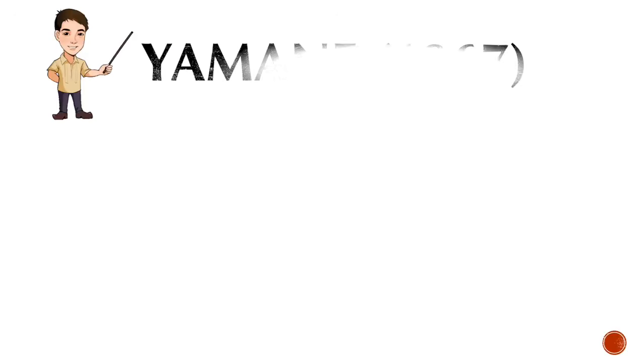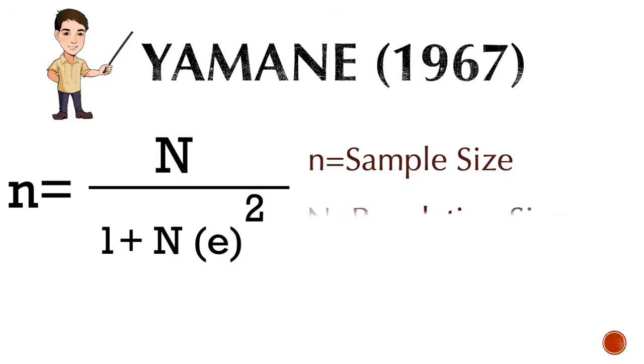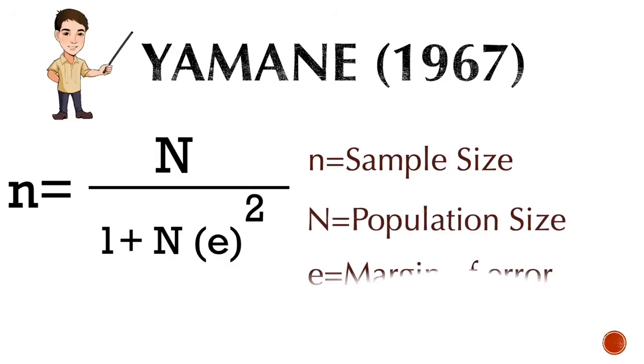Let us try another formula, Yamane 1967, where small letter n will be the computed sample size. The capital letter N is the population size, and e represents the margin of error. This should be remembered clearly, that this equation assumed a confidence level of 95% and a proportion of 0.50.